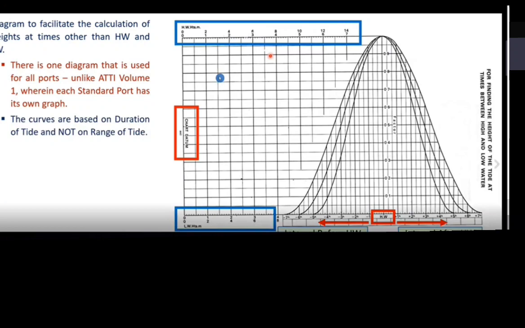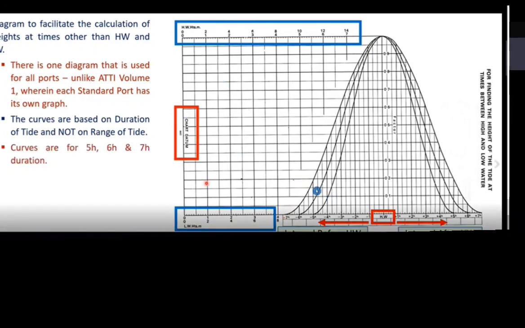So let's move ahead. Tide curves here, these curves are based on duration of tide, 5 hours, 6 hours, and 7 hours. Unlike the curves for ATT volume 1, which were based on the range of tide. If you remember, there were two curves, a solid curve for spring range and a dotted, broken line curve for the neap range. So in ATT volume 1, these curves were based on ranges. But here, for non-European waters, these curves are based on duration of tide.